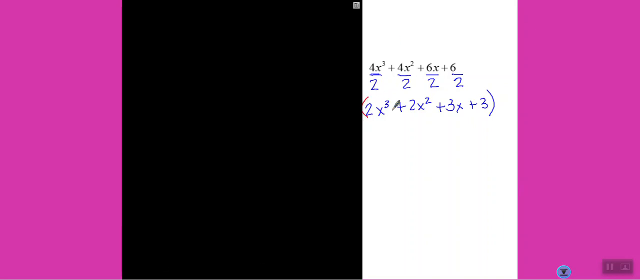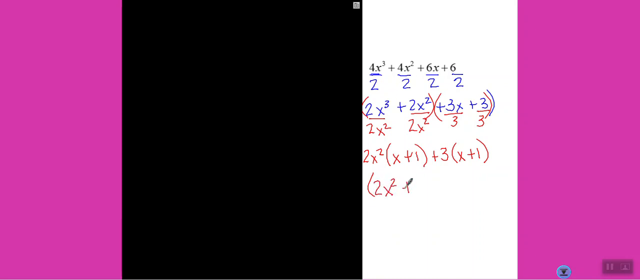So we're going to group the first 2 and the second two. These two have a 2x squared in common. These two have a 3 in common. So our factors would be 2x squared plus 3 and x plus 1.